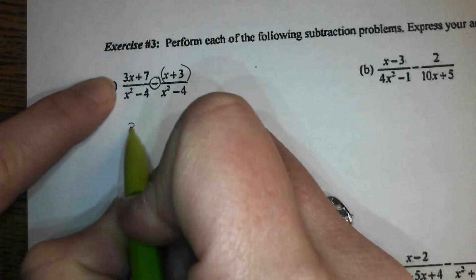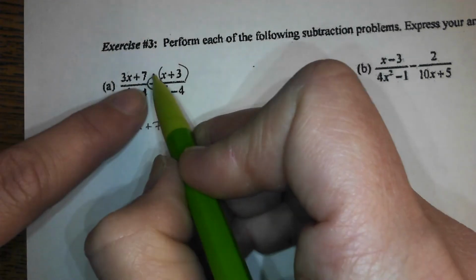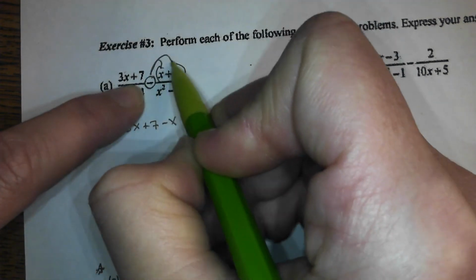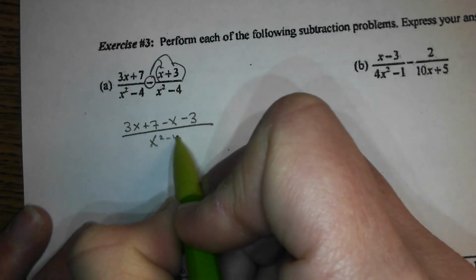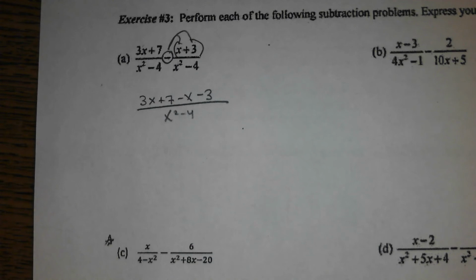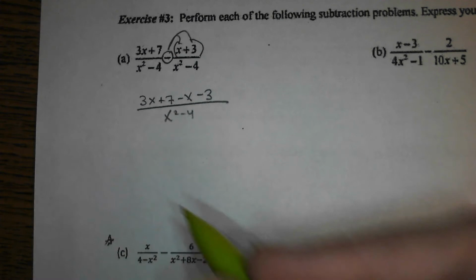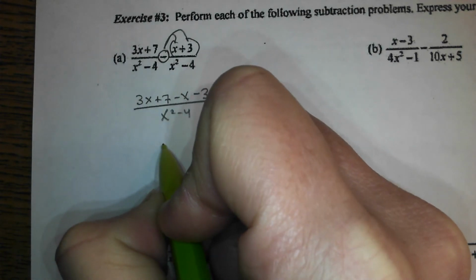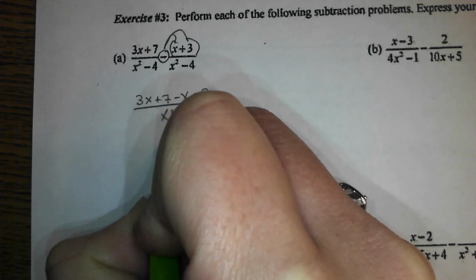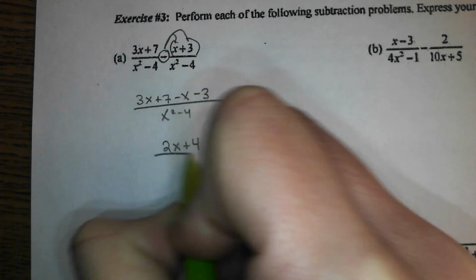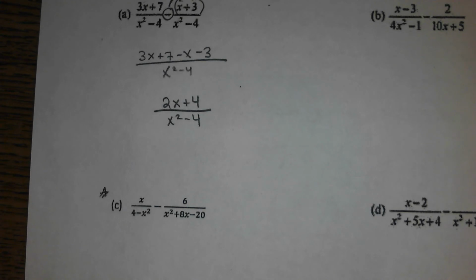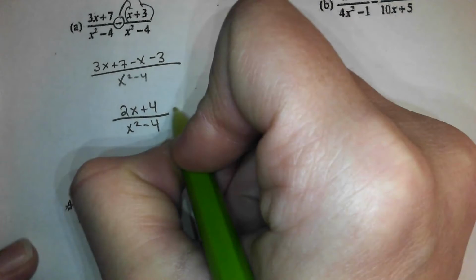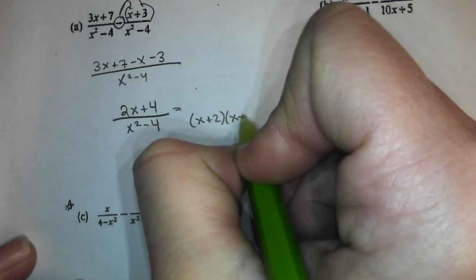So your numerator is going to be 3x plus 7 minus an x minus a positive 3, which will be minus 3, all over x squared minus 4. And then when we combine like terms in the numerator, Jack B, what do I get? What's my numerator? And what's my denominator? Good. Anything factorable? X squared minus 4 becomes x plus 2, x minus 2. Good. Anything else?